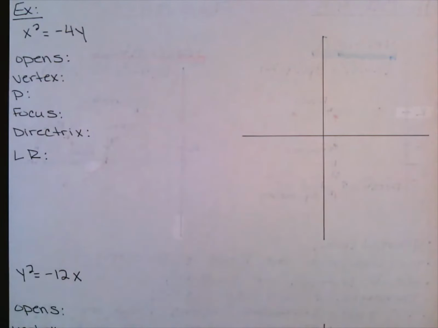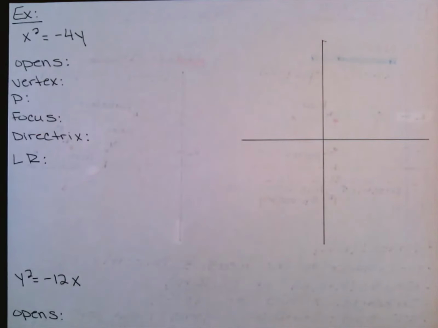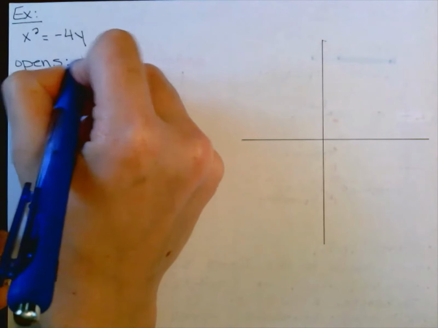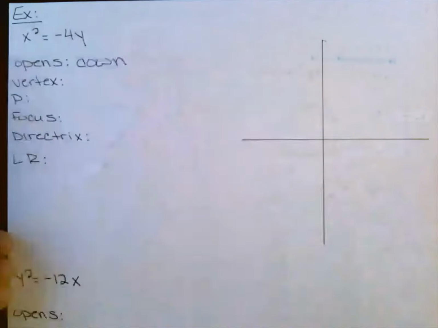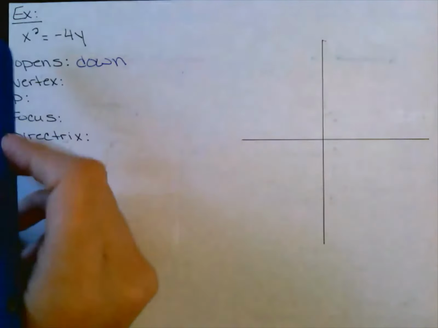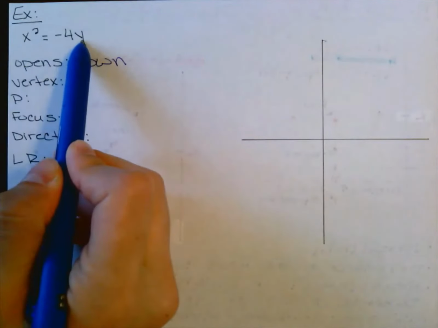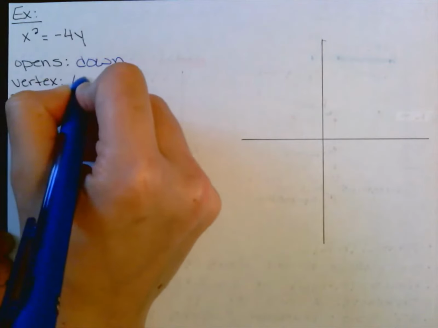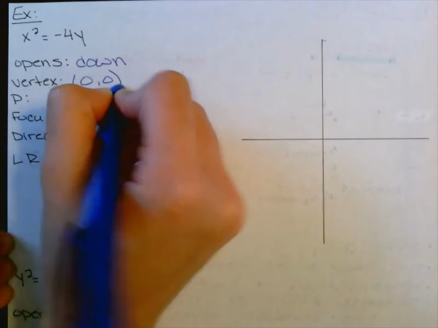Looking at this first question, I have x squared equals negative 4y. So initially I see an x squared and I see a negative, so I automatically know that this is going to open downward. Okay? I do not see numbers being subtracted or added after the x and the y, so I can say that my h and k are 0 and my vertex is at 0, 0.